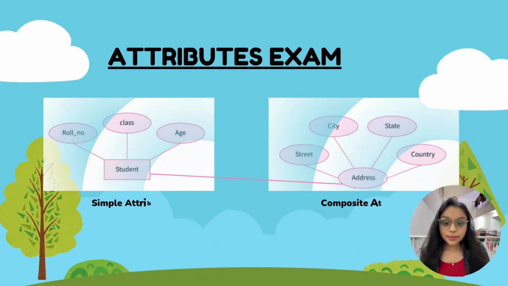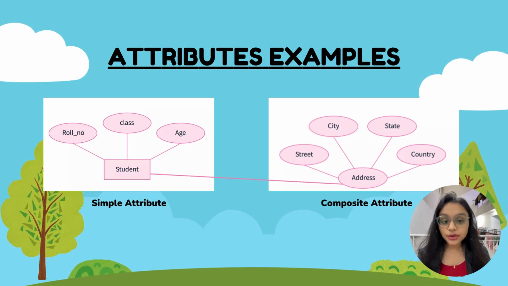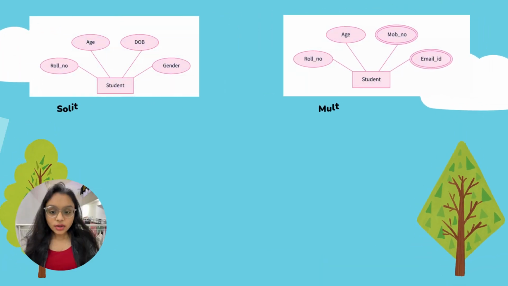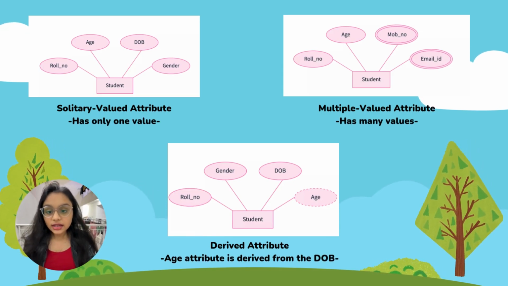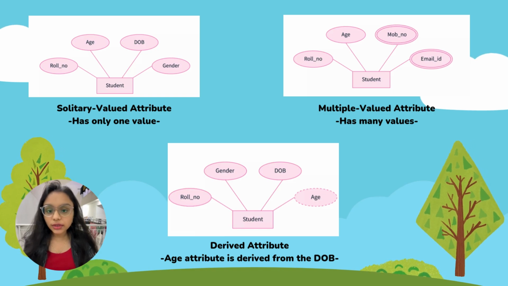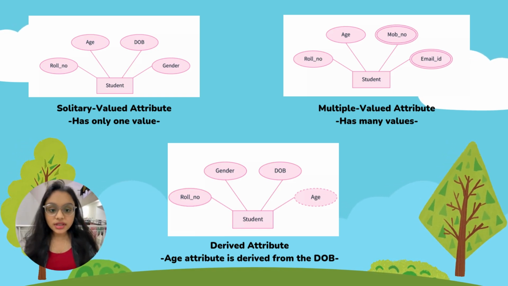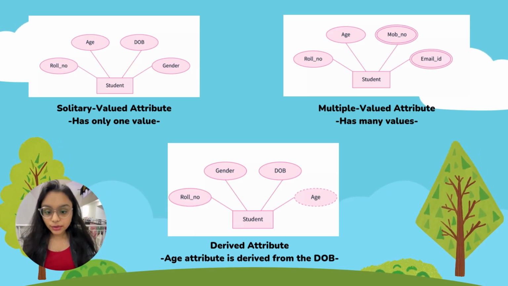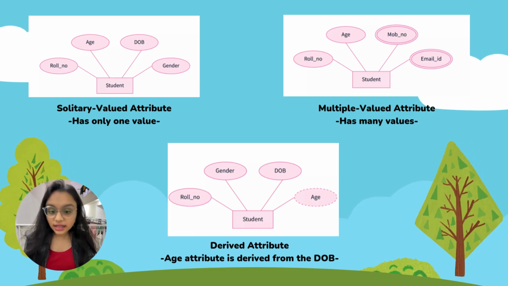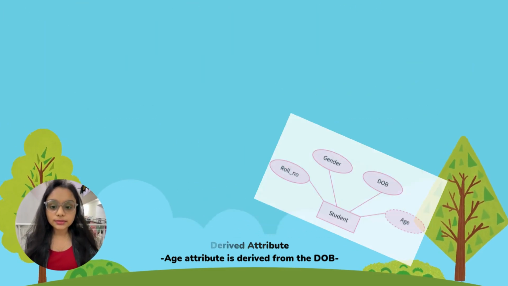Simple attributes are the basic attributes of an entity, whereas composite attributes are the sub attributes of an attribute. Single valued attributes are attributes that have only one value. For example, a student can have only one age, one date of birth, one gender, and one roll number. Multiple valued attributes are attributes that have many values. For example, a student can have more than one mobile number and more than one email ID. Derived attributes are attributes that are derived from another attribute. For example, the age attribute is derived from the date of birth attribute.